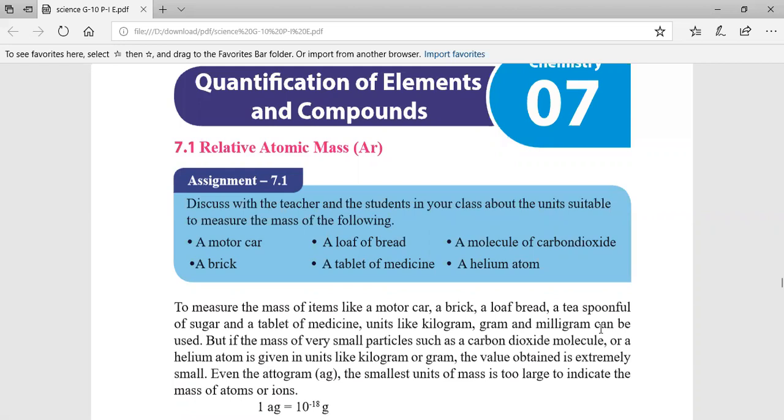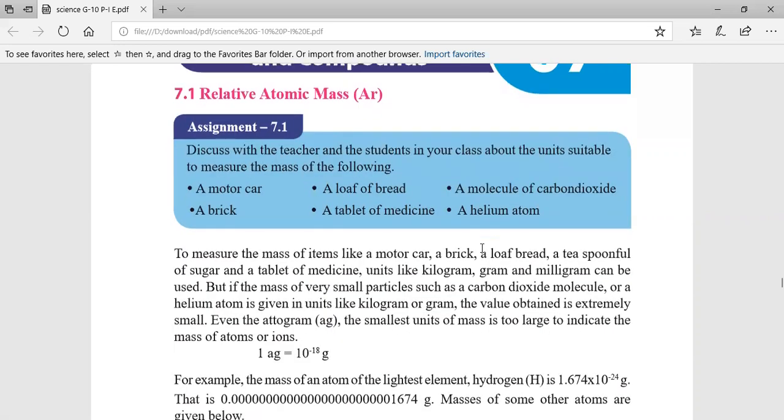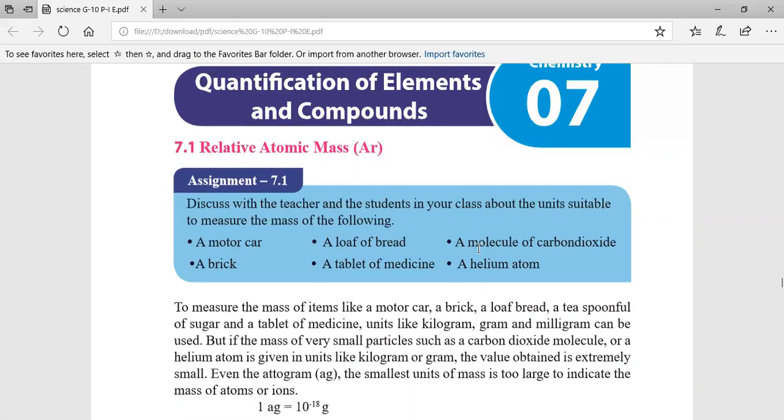We'll see the seventh lesson, Quantification of elements and compounds. The first topic is 7.1, relative atomic mass. It is symbolized as Ar. See the assignment 7.1.